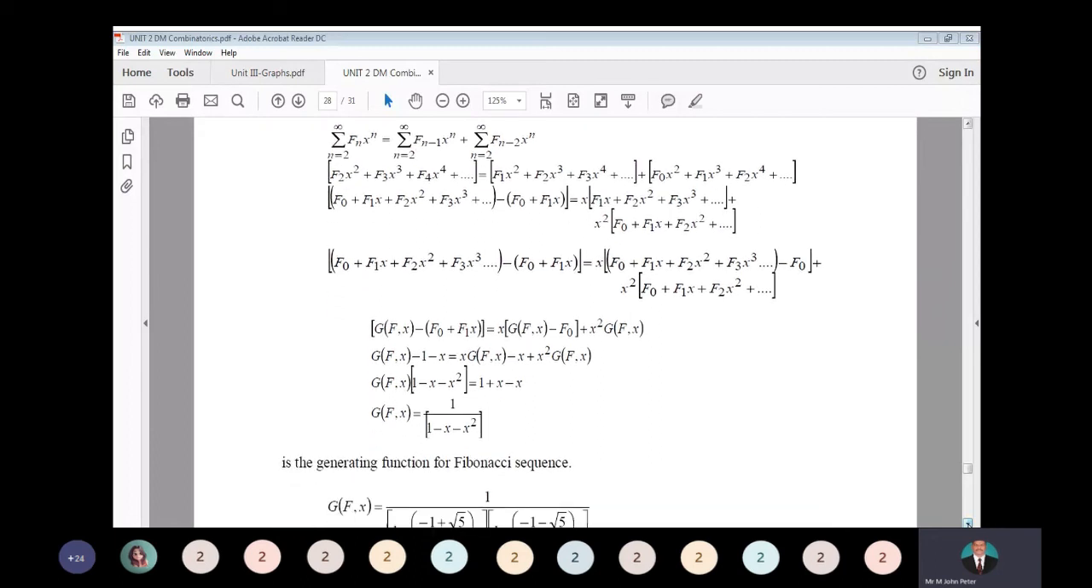When you take it, that is G F of x into 1 minus x minus x square. The remaining terms go to the right hand side, that is 1. So take the other terms to the right hand side and simplify, and you will get 1, that is 1 plus x minus x. Okay. So G of F comma x equals 1 divided by 1 minus x minus x square.